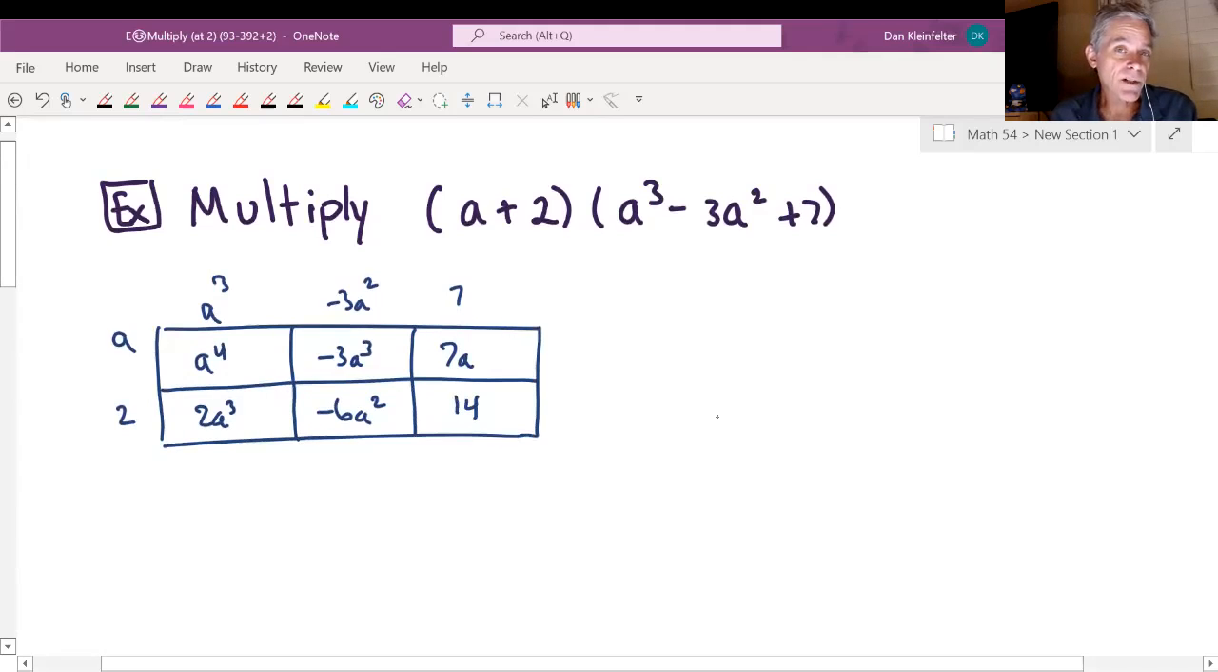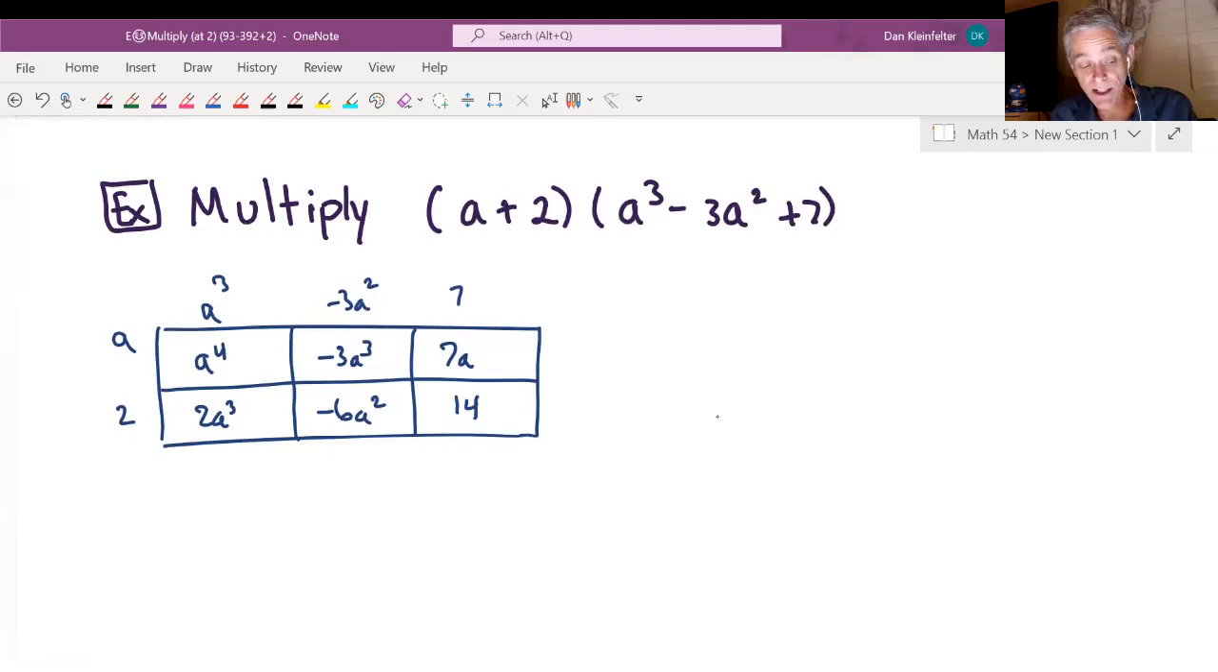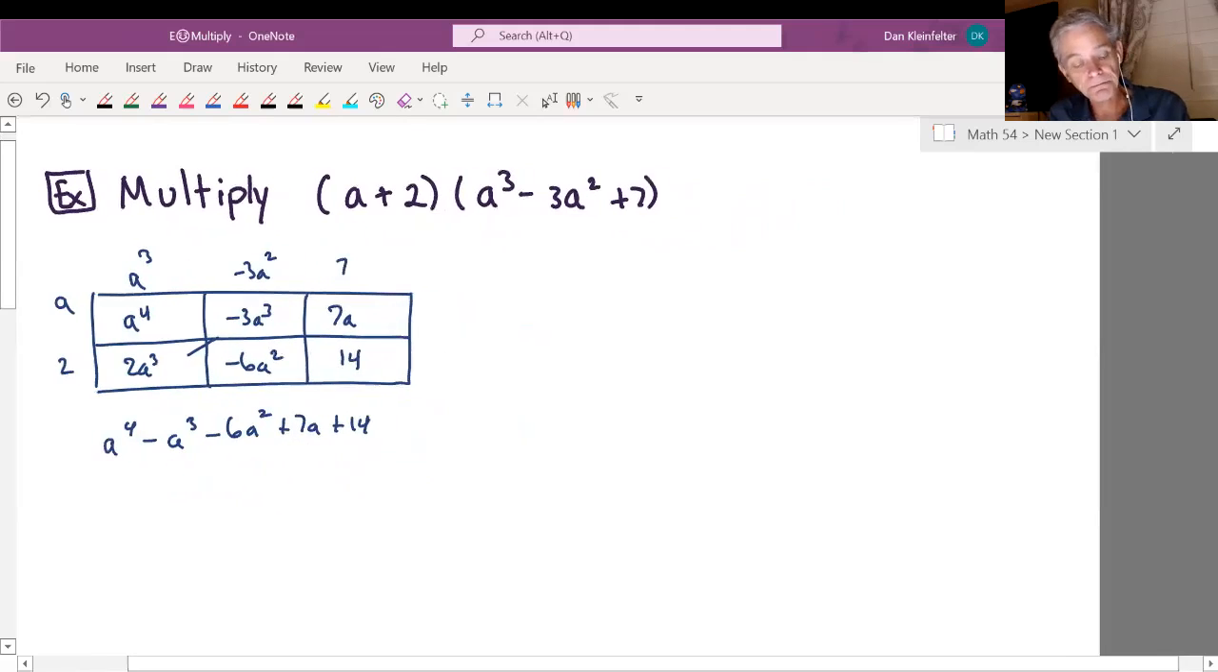Okay, now we're going to go through and just combine all those terms. Usually I start with the highest power term and work my way downward. We'll have a to the 4th power, and then minus 1a cubed, and then negative 6a squared, a 7a, and a 14. Okay, and that'll do it.